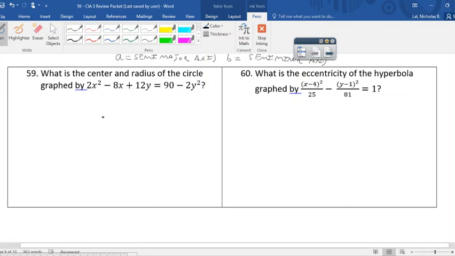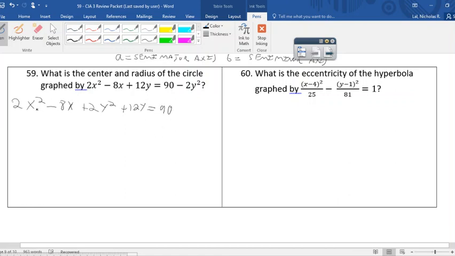All right. What is the center and the radius of the circle graphed by 2x squared minus 8x plus 12y is equal to 90 minus 2y squared? So what we first have to do is rearrange our x's and our y's. So we will have 2x squared minus 8x plus 2y squared plus 12y equals 90.